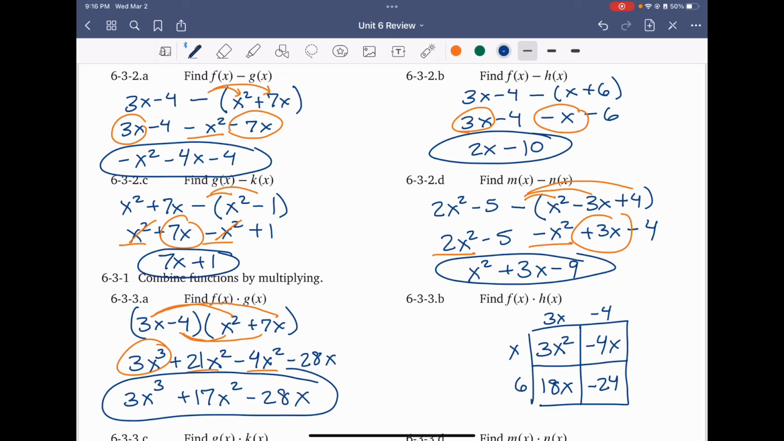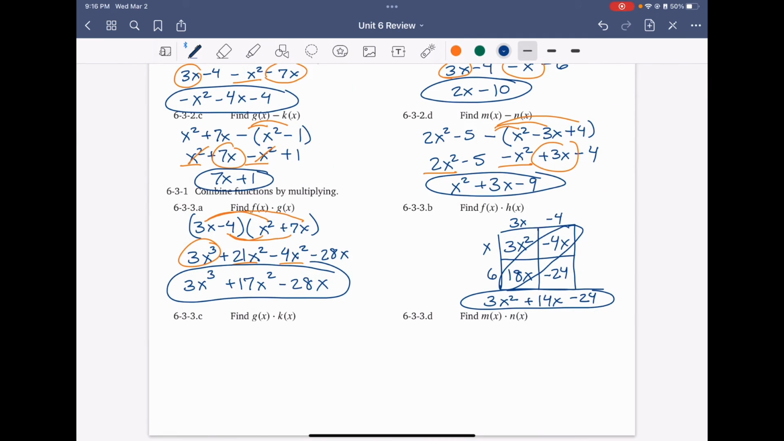So let's start by collecting our terms. Our highest power, that means the x of the highest exponent, is 3x squared. So we'll write that one, 3x squared. And then, like I said, these two here are like terms. So 18x minus 4x is plus 14x. And then subtract 24. All right, so we are done there.